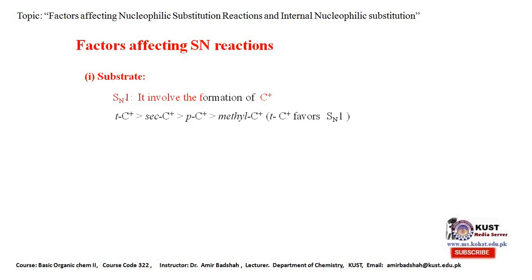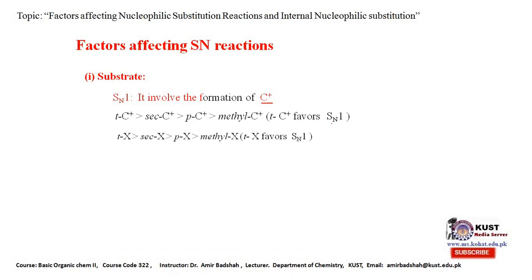But in the SN1 reaction, we know that it involves the formation of a carbocation, and we know that a tertiary carbocation is more stable than a secondary carbocation, and a secondary carbocation is more stable than a primary, and primary more stable than the methyl carbocation. So SN1 involves the formation of a carbocation. A reaction which involves the formation of a tertiary carbocation will favor the SN1 reaction.